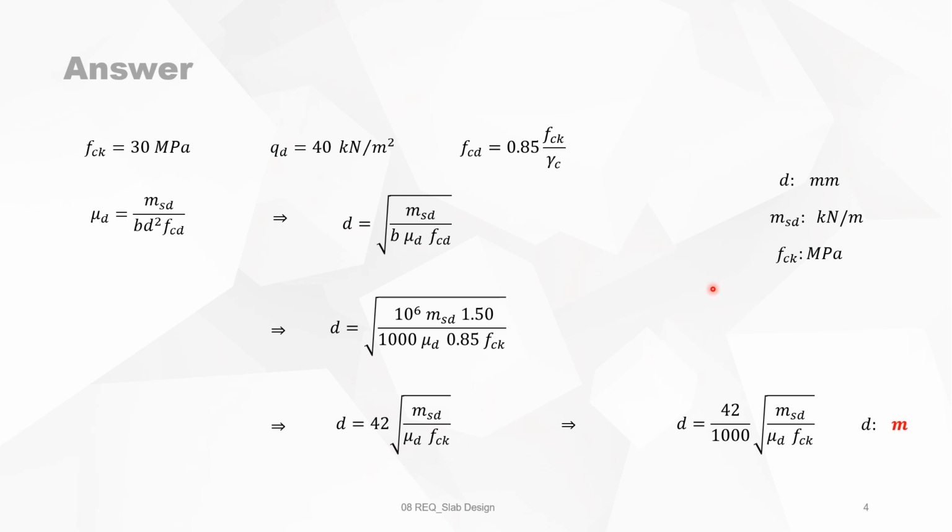Now we will express D not in millimeter, but in meter. Then we divide by 1000. So, as far as strength is concerned, we know that the reduced bending moment is equal to 0.187 when the strain in the concrete is 3.5 per mil and the strain in the reinforcement steel is 10 per mil. In this case, we call it an optimum depth.